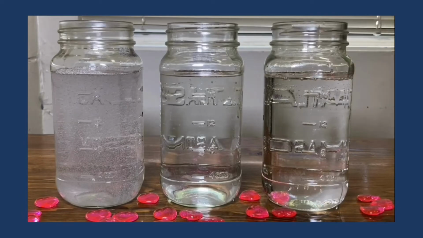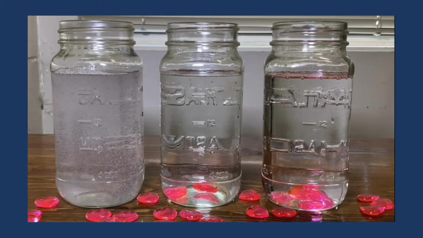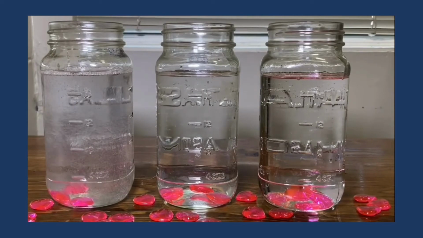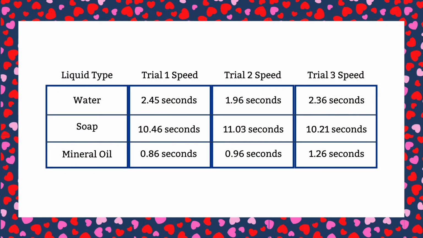Drop your hearts one by one into each liquid and watch what happens as they fall. Make sure you have your stopwatch ready, starting it when you drop the heart and ending it whenever the heart hits the bottom of your jar. Be sure to drop at least 3 hearts into each jar and then record those speeds in your table.